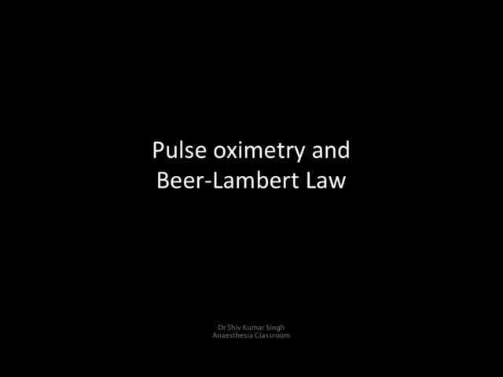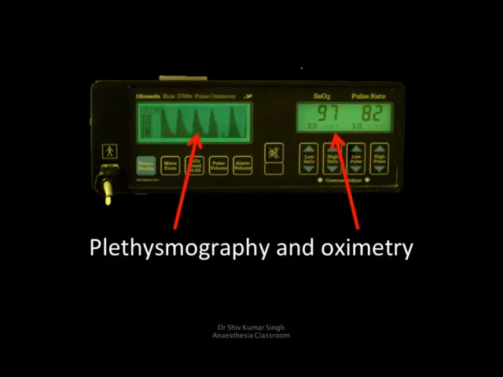Then we look at another system that uses the Beer-Lambert law, that's pulse oximetry. So if you look at pulse oximetry, there are two parts to it. First is the plethysmograph that measures the pulse, and then comes the oximetry, the saturation, which we are very concerned about. That's what we look at.